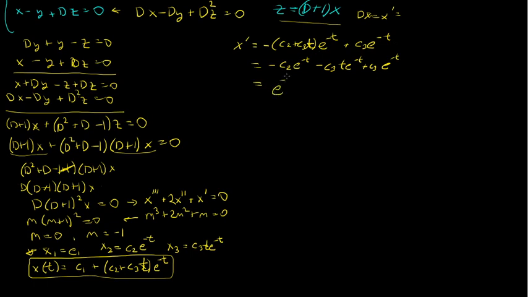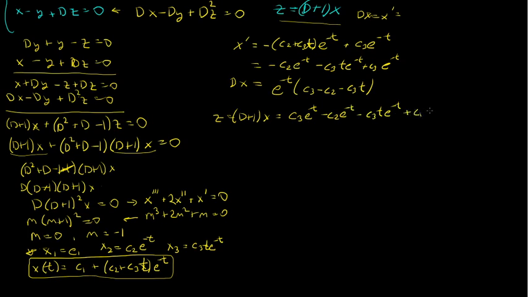So we factor out the e to the negative t, and we get c3 minus c2 minus c3t. Okay, so that's x prime, or dx. So what's d plus 1 of x? Right, and this will be our z. So it's just this plus x, and here's x. So when you add these up, I'm just going to split all these up again. We get c3 e to the negative t minus c2 e to the negative t minus c3t e to the negative t. So that's the d part, dx, and then plus x.